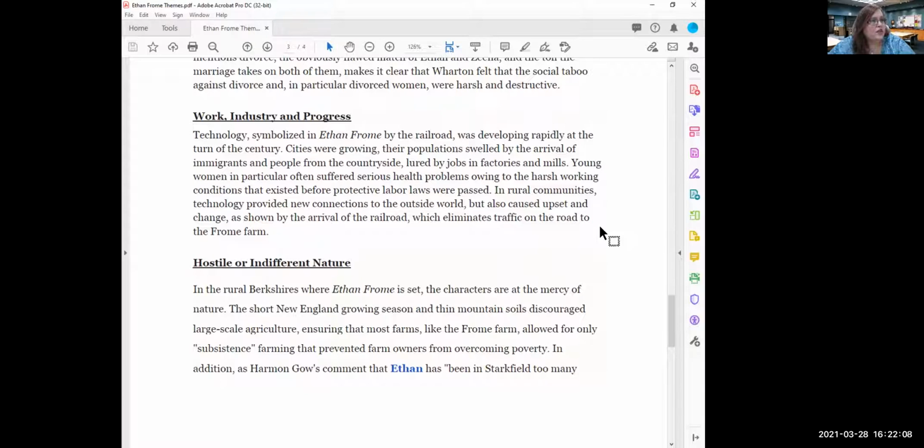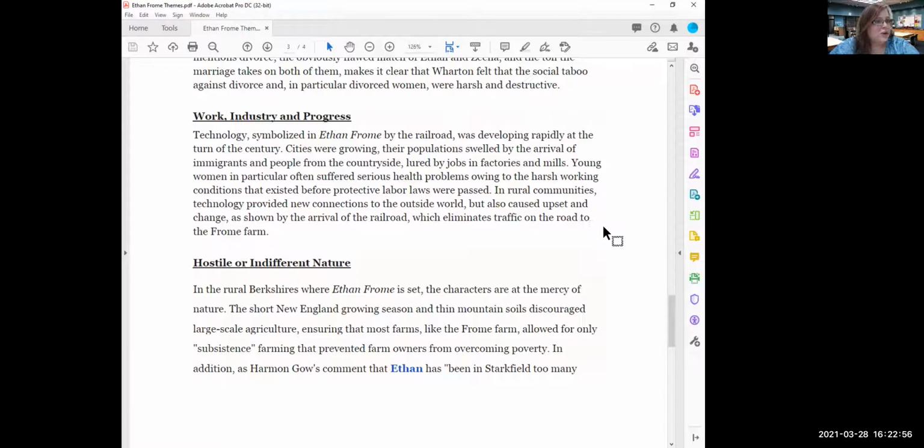In rural communities, technology provided new connections to the outside world, but also caused upset and change, as shown by the arrival of the railroad, which eliminates traffic on the road to the Frome farm. So how is work, industry, and progress affecting us in our modern lives? I'm thinking of the vaccine in particular. Even though I believe that the vaccines were developed in other countries, we are manufacturing them here. And we have been trying to manufacture masks and ventilators, and we definitely have seen some changes in how we work and where we work specifically, and I think that would be very interesting to explore.